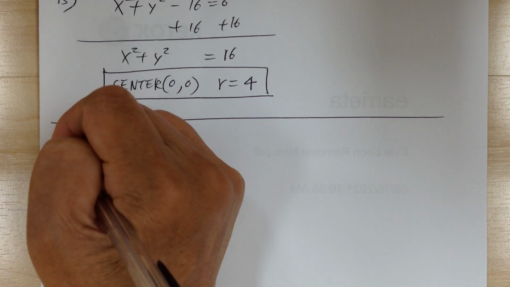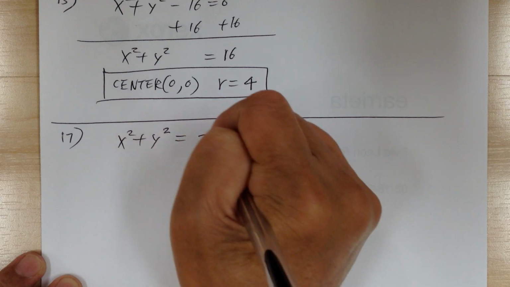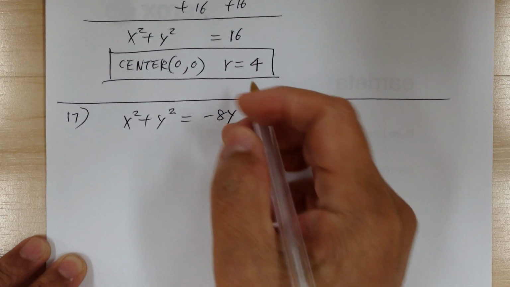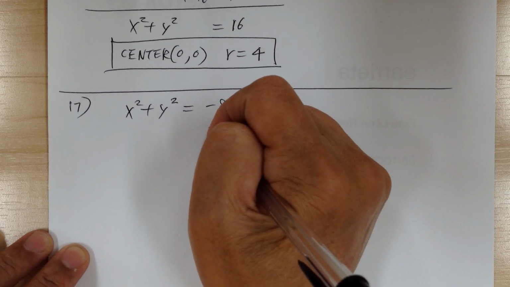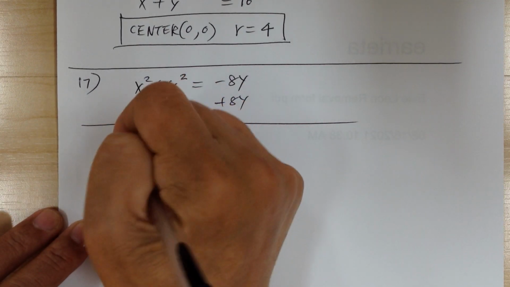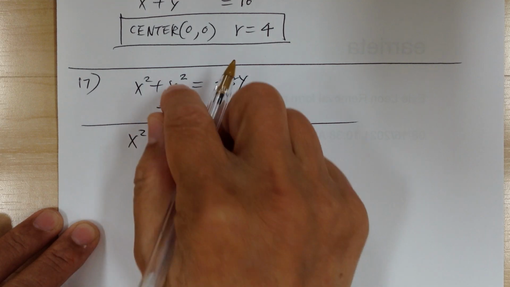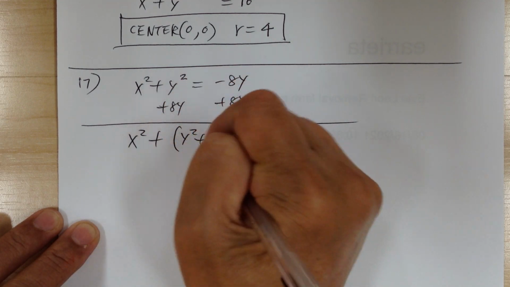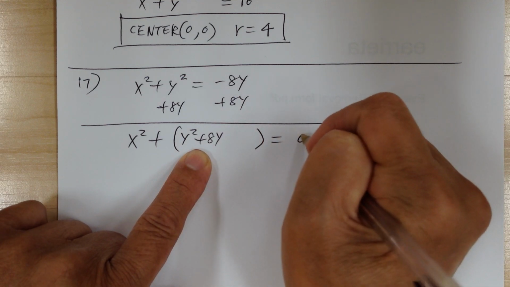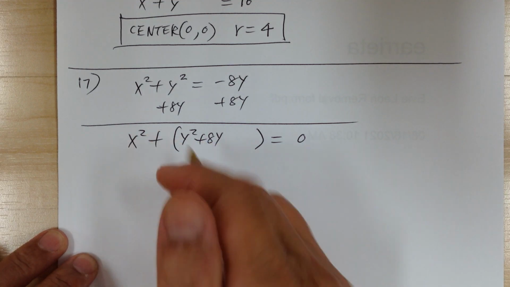Okay, number 17. You have x squared plus y squared equals negative 8y. So we need to move this over and group the variables. So plus 8y on both sides. Now I have to put everything in a nice form. You got x squared plus, there's no x term, so you can just leave it like that. But there's a y, so you have y squared plus 8y. You have to leave a space, and this will equal 0. For this one you have to complete the square for the y. The x is already done.